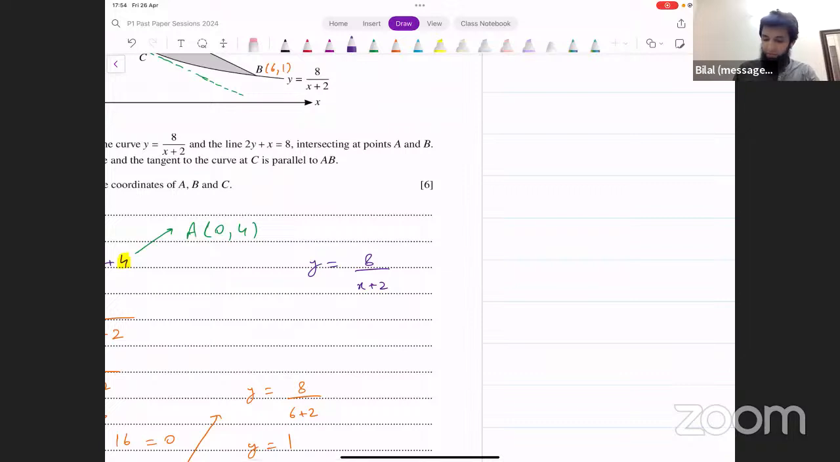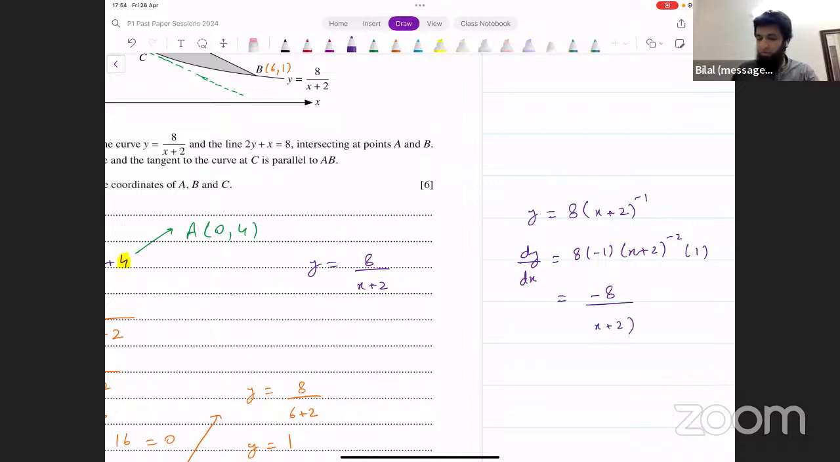This is the equation of the curve. Y equals 8 over x plus 2. We can write that as 8 into x plus 2 whole power minus 1. That's the curve. How do you find the gradient of this curve at any particular point? You find the derivative of this. That's dy over dx. That will be 8 into minus 1 into x plus 2 whole power minus 2 into the derivative of x plus 2, which is just 1. So dy over dx turns out to be minus 8 over x plus 2 whole squared.